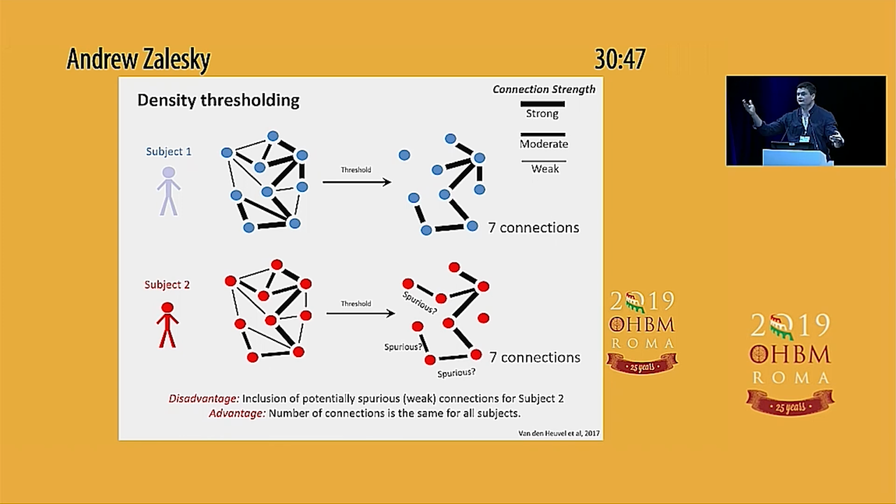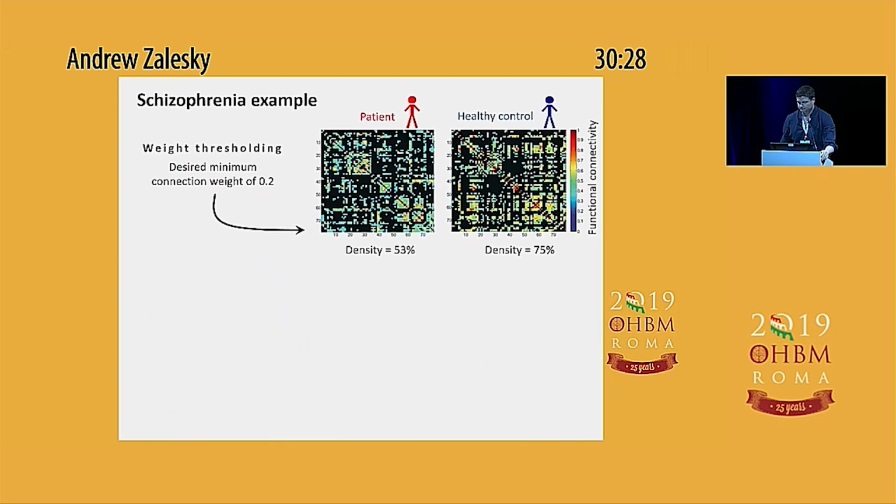So just to recap, on one hand, density-based thresholding ensures that our subjects are matched in terms of the number of edges, but we potentially need to lower the bar and add spurious connections, whereas weight-based thresholding has the confound of having different numbers of edges across subjects. And so that's borne out in this example here.